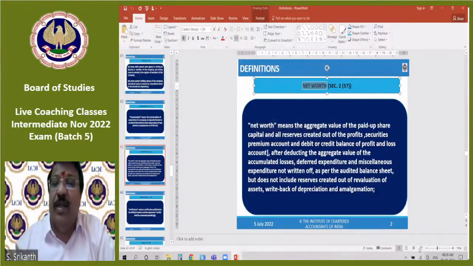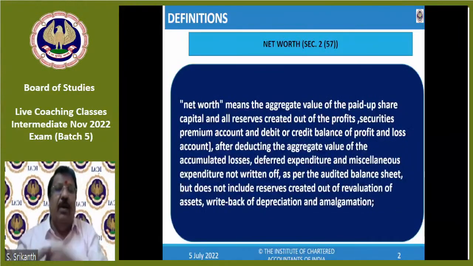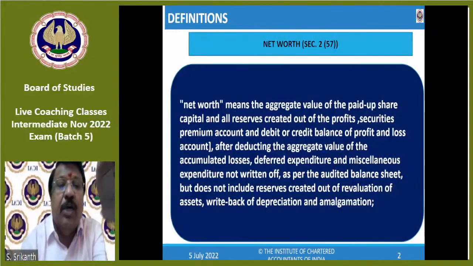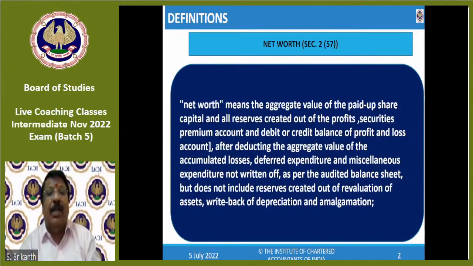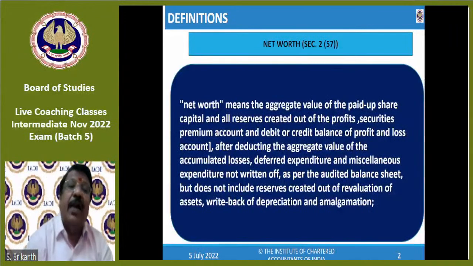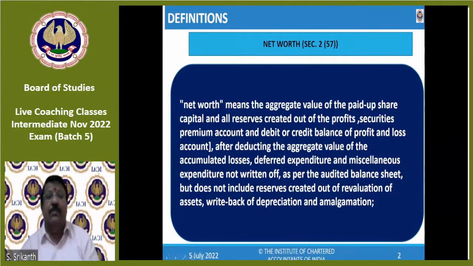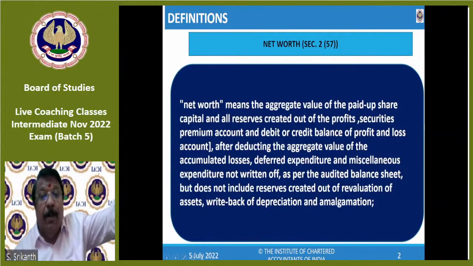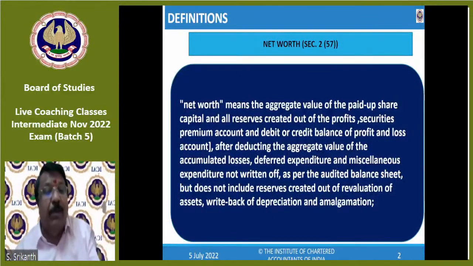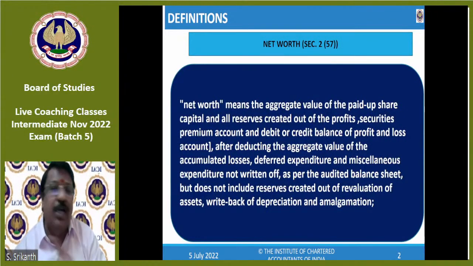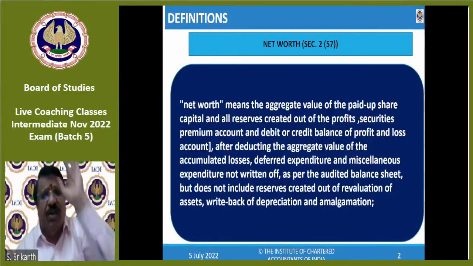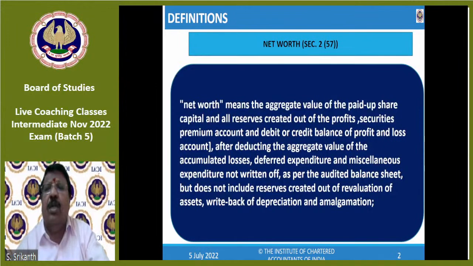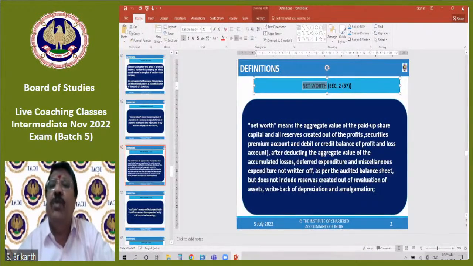Net worth is defined in Section 2, subsection 57. Aggregate value of paid up share capital, all reserves created out of profits, securities premium account, and debit or credit balance in P&L account, so net off. If there is a debit balance in P&L account, that will be reduced. Then after deducting the aggregate value of the accumulated losses, deferred expenditure and miscellaneous expenditure not written off as per the audited balance sheet. It does not include revaluation reserve, write back of depreciation and amalgamation. Same definition. Whenever you see the word net worth, automatically this is the definition that you have to use.